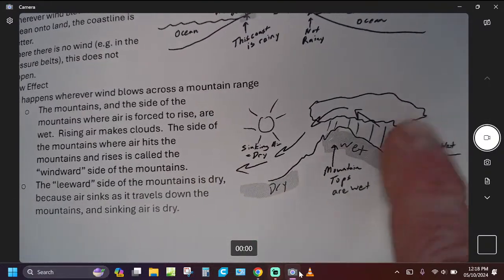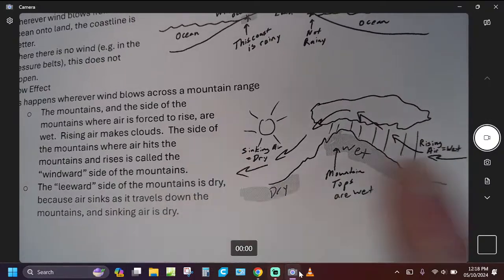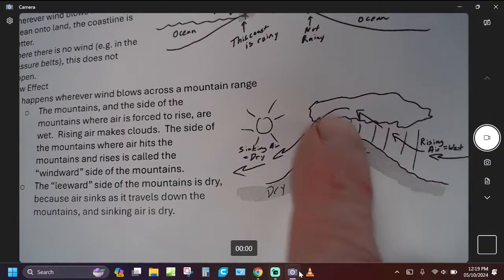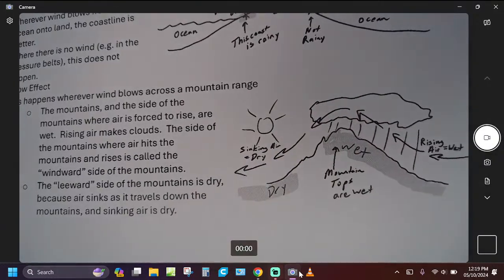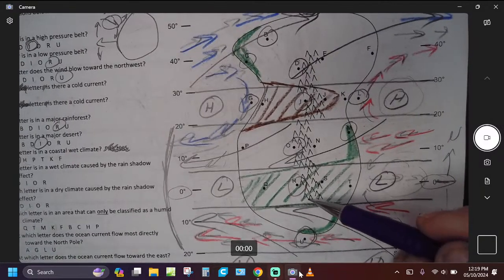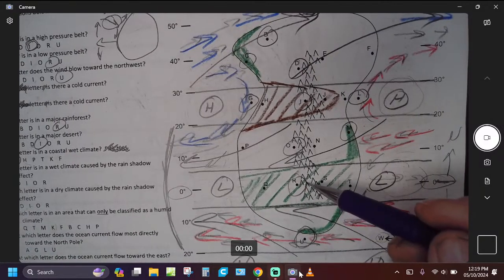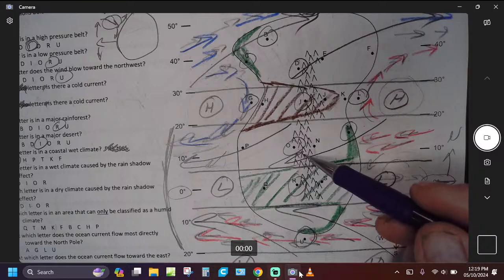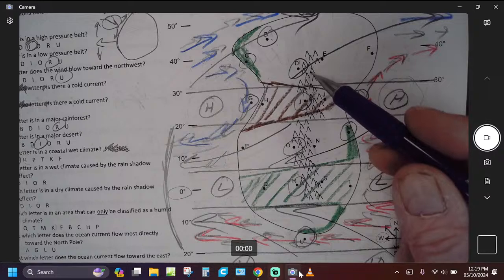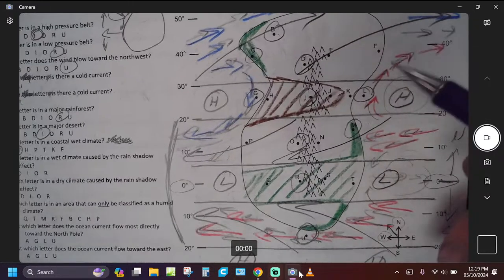The windward side is wet. The leeward side is dry. So where air goes up the mountain, where it hits the mountain, it's wet. And on top it's wet, but then back behind it's dry. So I'm going to move along the mountain range. Tell me when I get to a rain shadow effect. Okay, you missed them all.